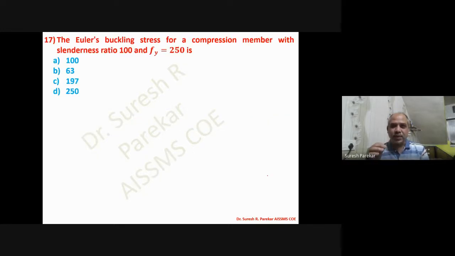Euler's buckling stress for a compression member with slenderness ratio 100 and Fy 250 is. Now the answer for this we have 190. So you can use this formula, FCC, Euler's buckling stress, as pi square E upon KL by R whole square, and we are given KL upon R as 100. So pi square into 2 to the power 5 upon 100 square, and we will get this value, that is 197, which is C.